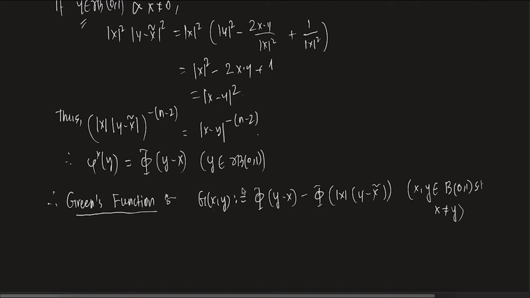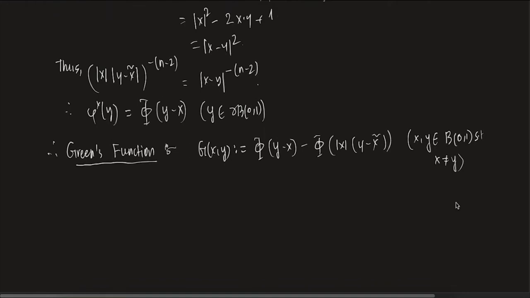And phi x of y is essentially the fundamental solution, written like this. So the corrector function is in terms of the fundamental solution. So g of x y is this, okay? Now, I'm just doing a particular thing. Once you find this Green's function, you know how to write u of x. That is always there.